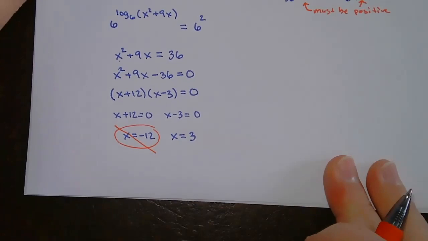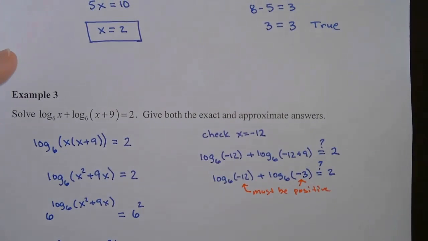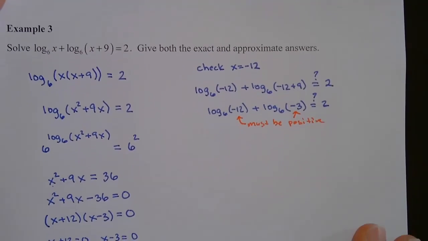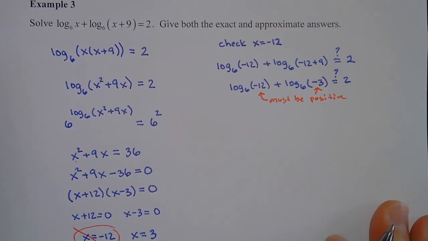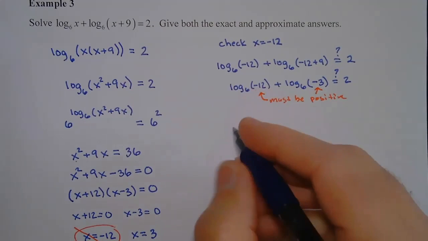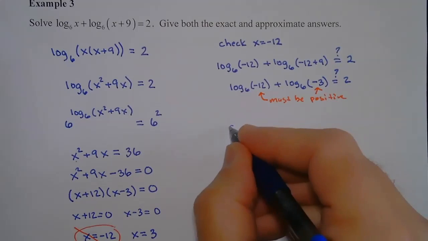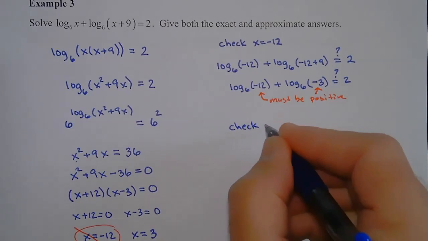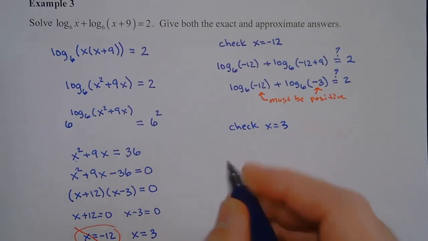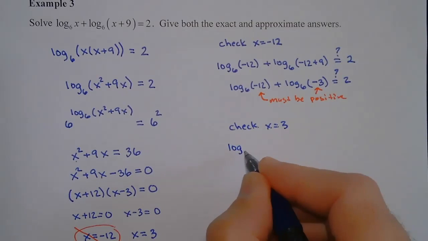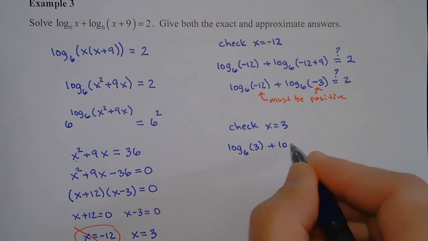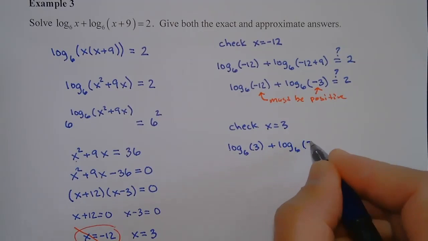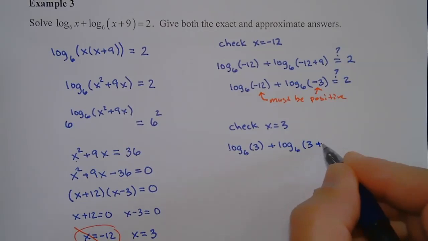Okay, how about x equals 3? So I need to check that one, right? Will that one work? Okay, so going to my blue pen. I'm trying to move this slow because I know it gets kind of crazy if I move it too fast for you guys on the video. All right, so let's check x equals 3. Okay, so that would be log base 6 of 3 plus log base 6 of 3 plus 9, right?